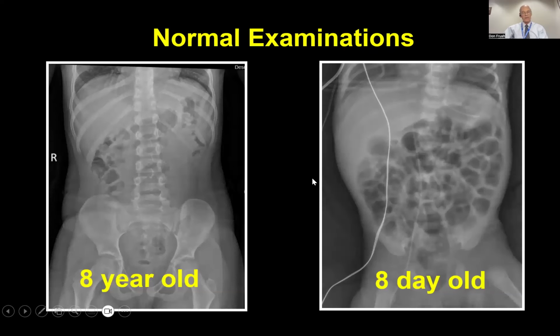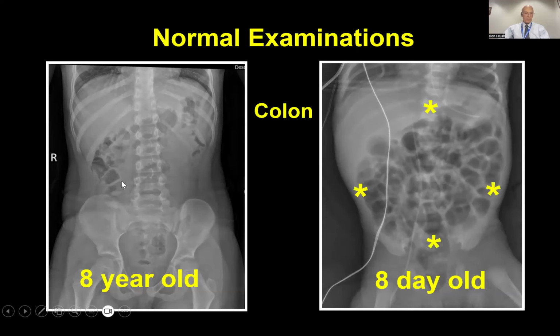As I put up chest x-rays to show you normal, I'm putting up 2 abdomen examinations here to show you normal. Okay, this is an 8-year-old, and this is an 8-day-old. And I'll go through a little bit about what we look for in the abdomen examinations. Again, we've included the lung bases and the symphysis pubis region, so these are technically good films.